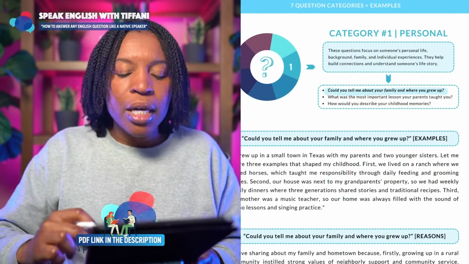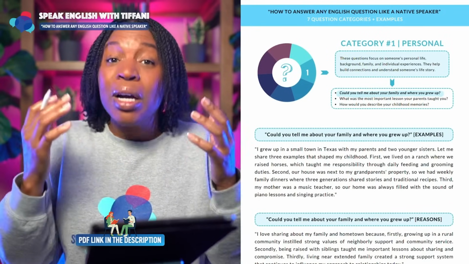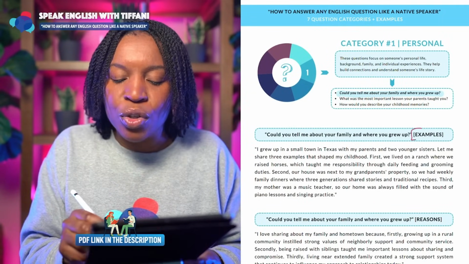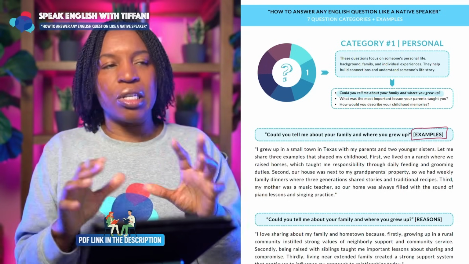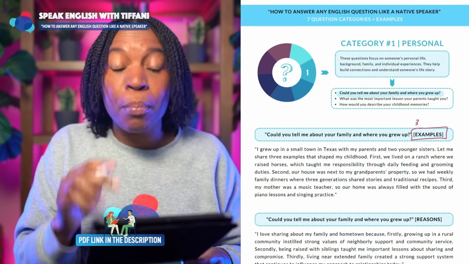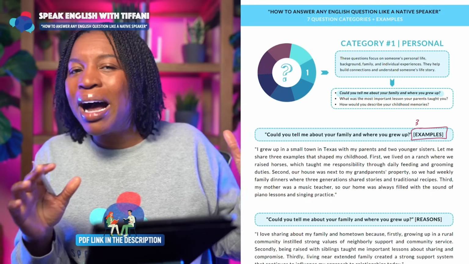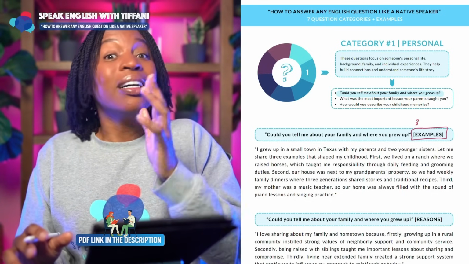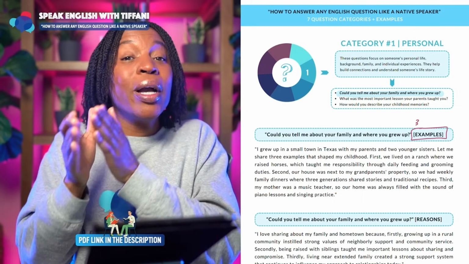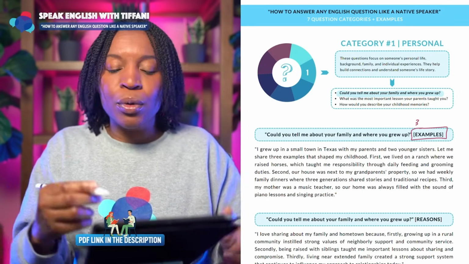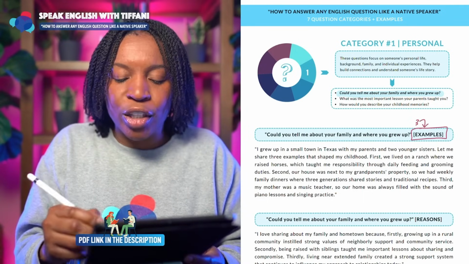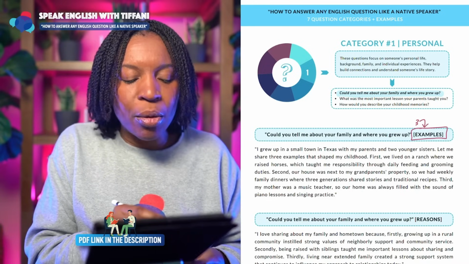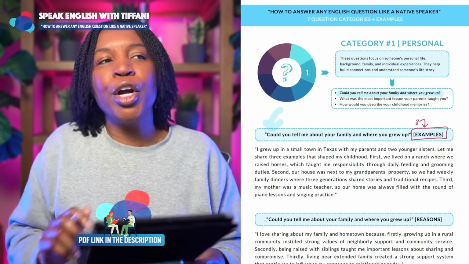fluently. Well, the first example shows how native English speakers use 3 examples to answer questions. This is something that I personally learned throughout my entire education period. Middle school, high school, college, university, I always learned to give examples when I was answering a question. So the question once again is, could you tell me about your family and where you grew up?